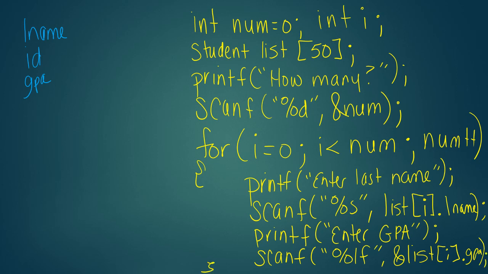Keep in mind, like I said on the last slide, that list at any index is a student, and list.lname is a character array. Also here, list at any index is a student, and list.GPA, that's a double, so therefore with scanf you need to use the ampersand. In the next video I'm going to show you how to do a pointer to a struct.